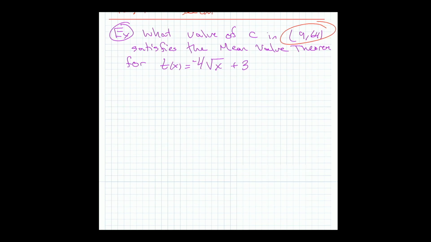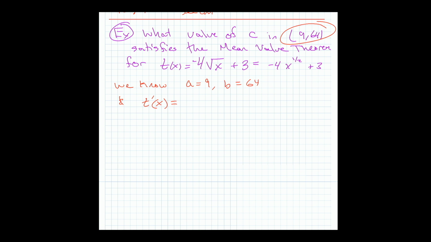So we know the interval is going to give us a is 9, b is 64, right? That's the interval we're talking about. And then we're also going to need the derivative. T prime of x, well, you need to take the derivative of this function. You might want to write it this way, negative 4 x to the 1/2 plus 3, for purposes of the power rule.